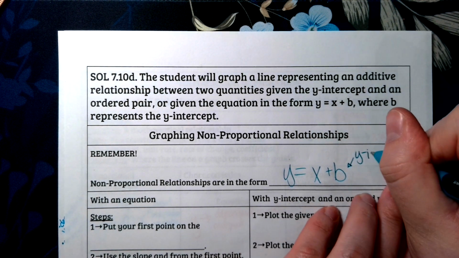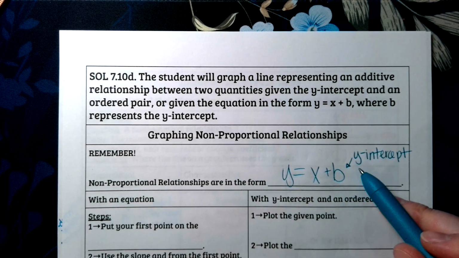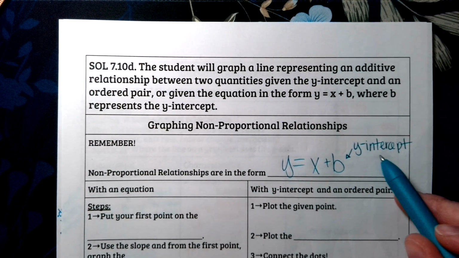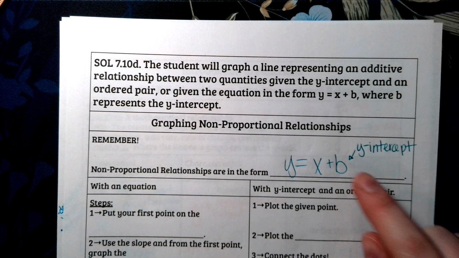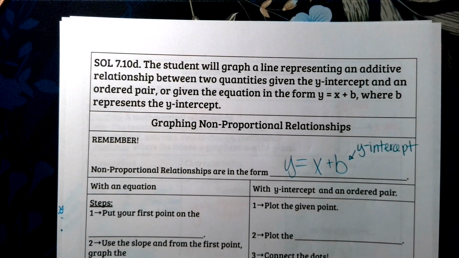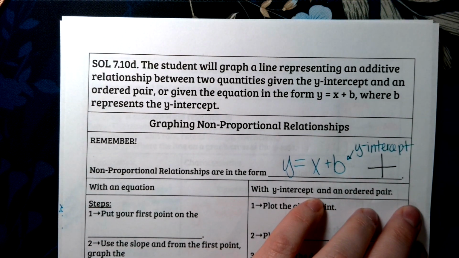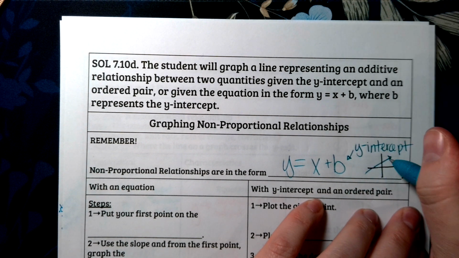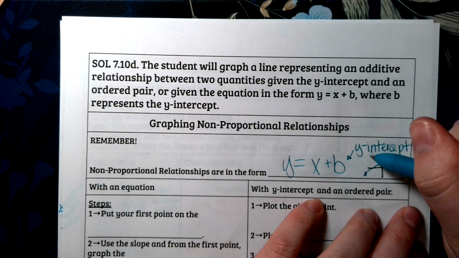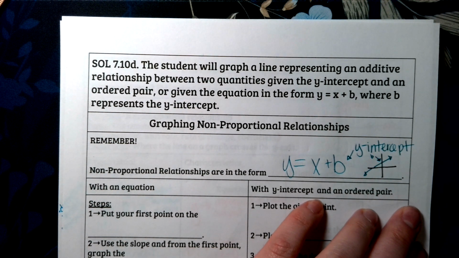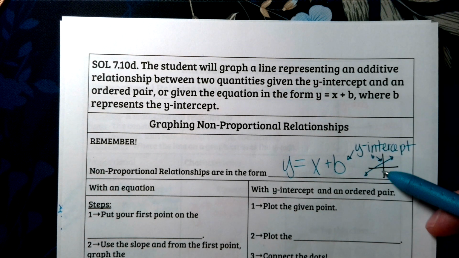The b is the y-intercept. That b, that's where your line is going to cross the y-axis. That's where your y is going to intersect, go across the y-axis. So if this is my graph, and my line looks like this, the point right here, that's going to be my b. That's going to be my y-intercept, wherever your line crosses that y-axis, that vertical line.